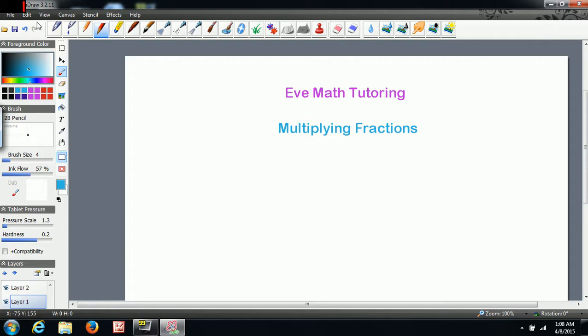Today's lesson is going to be on multiplying fractions. Let's start off with the following example. 2 over 5 times 1 over 3. So when you're multiplying two fractions, you just go ahead and multiply the top numbers and then multiply the bottom numbers and write that number there on the bottom. Now we get 2 over 15.